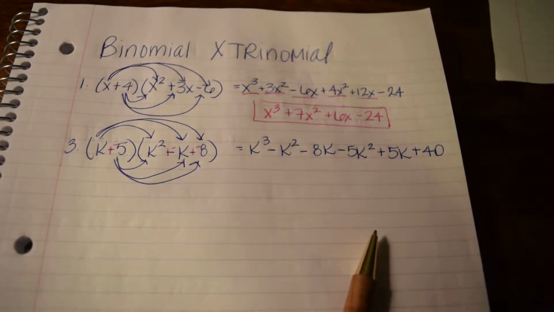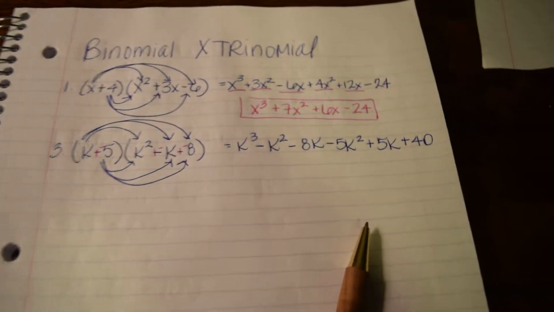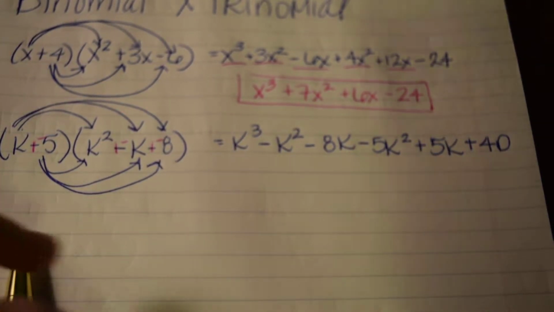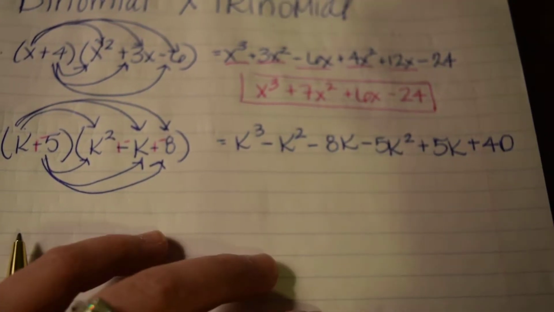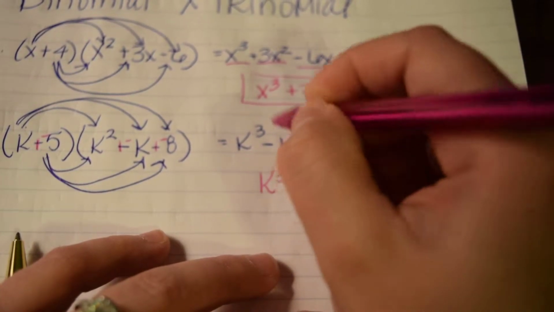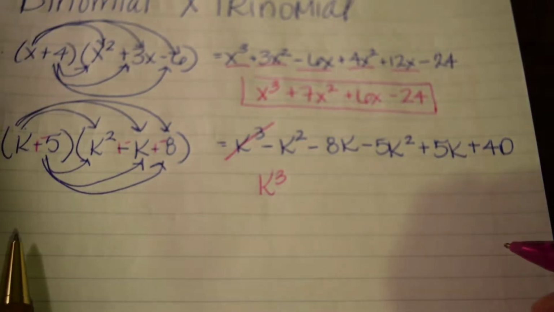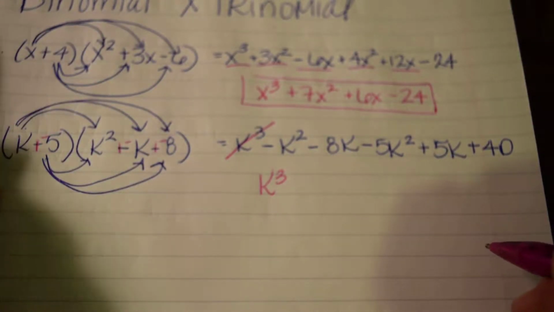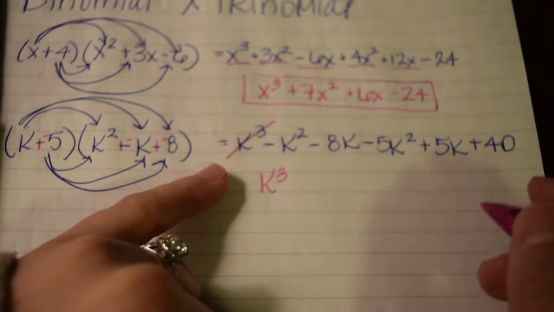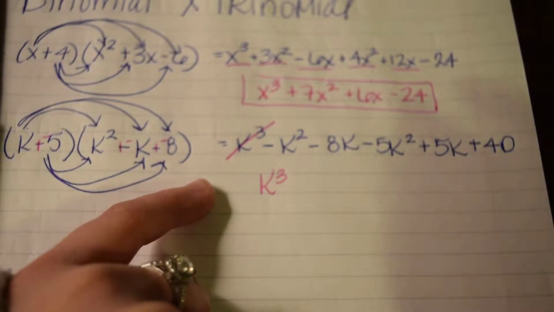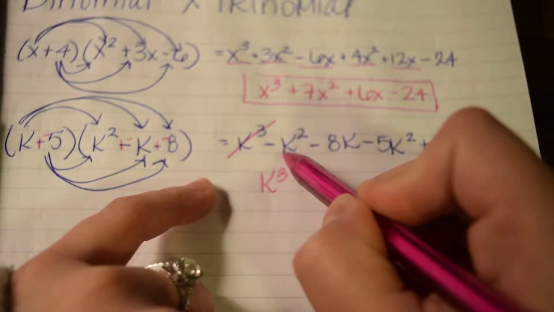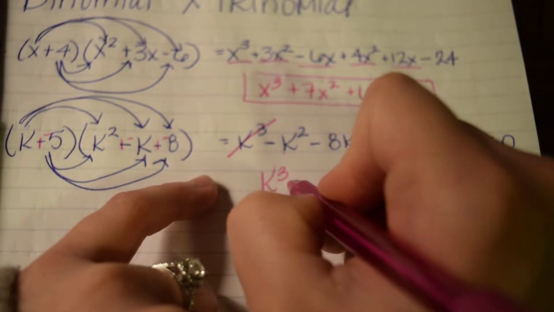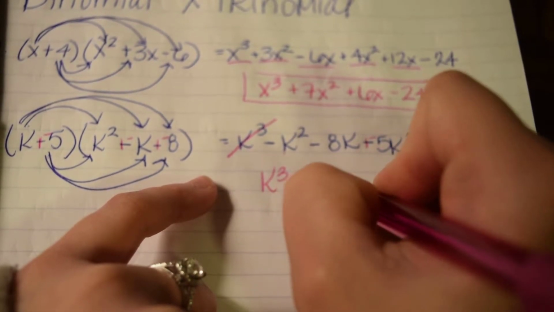All right, our next step is to simplify by combining like terms. So we have x cubed, k cubed, sorry. And that one's done. I like to cancel them out as I copy them down here, and that way I know I've combined all of my terms that are able to be combined. Negative k minus 5 is the same as plus a negative, so I have negative 6k squared.